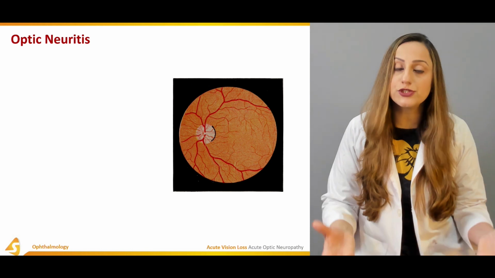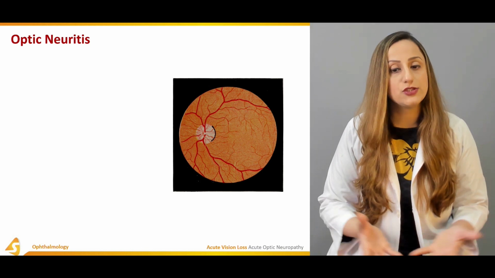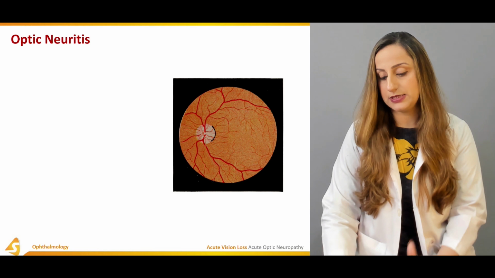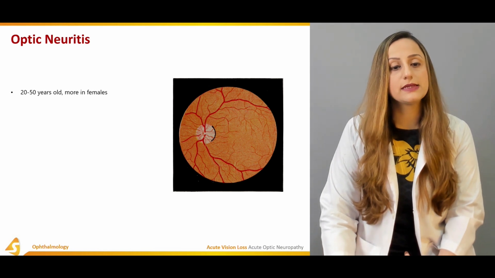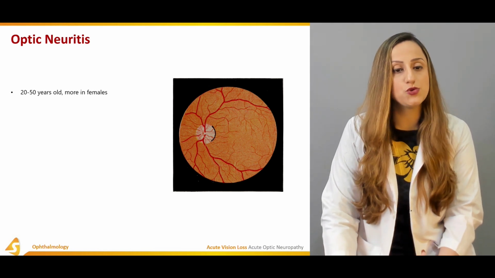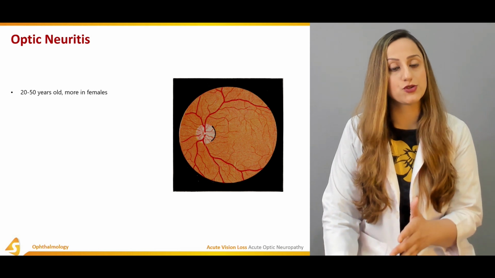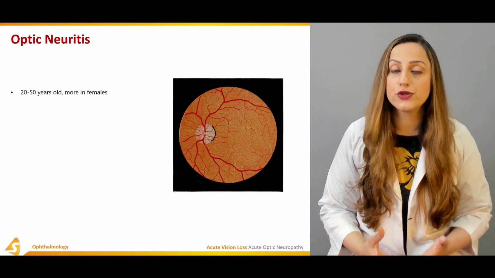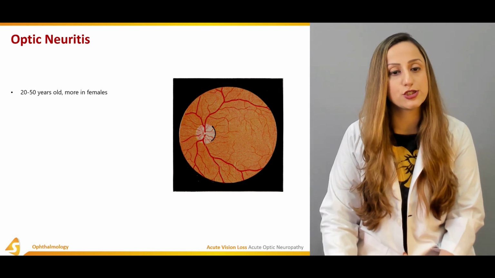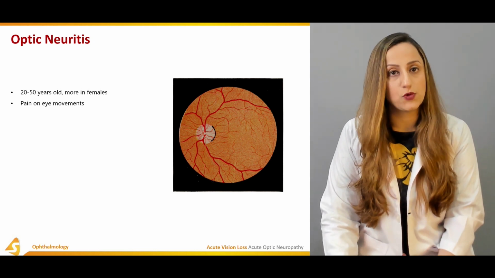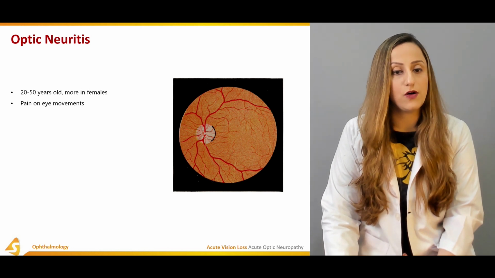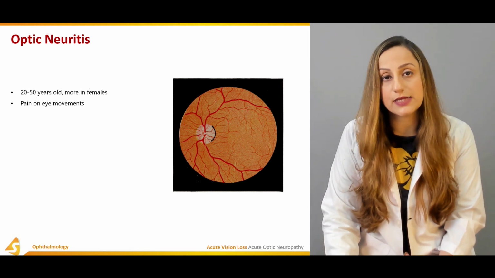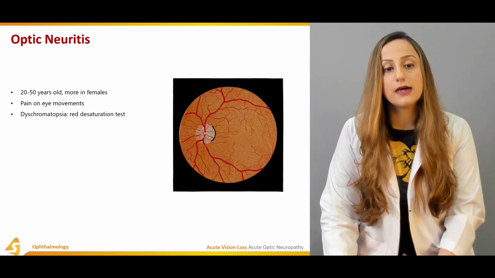Talking about optic neuritis, that is usually seen in young patients. The age group that is usually involved is 20 to 50 years old. It is usually females that are affected more by this optic neuritis condition. Pain on eye movement is one of the presenting complaints that would be given by the patients.